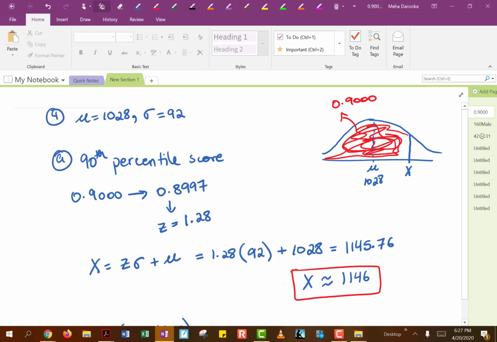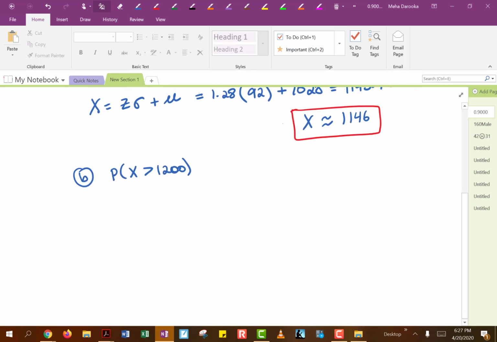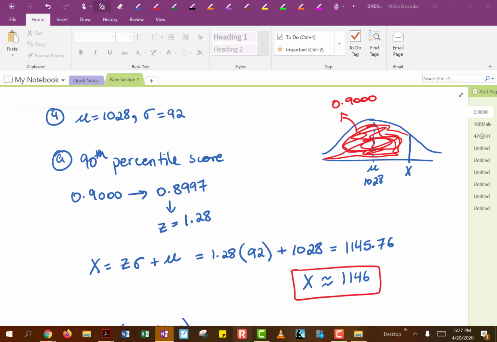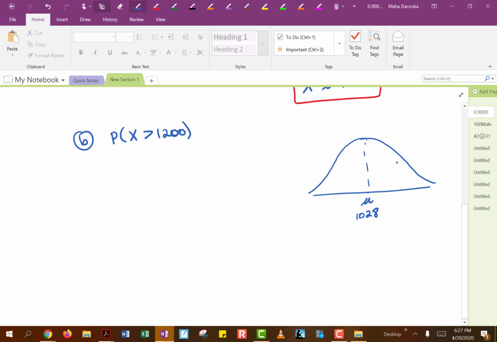1146. Okay, and the second question was asking us what is the probability that a randomly selected score exceeds 1200. So let's take a look at this one. So again, we'll draw a little normal curve over here. Our mu is going to be in the middle, and that's a value of 1028. And they want to know what's the probability that the score will exceed 1200. So of course, if we are talking about exceeding 1200, then we're looking at this area over here and we're trying to find its probability.